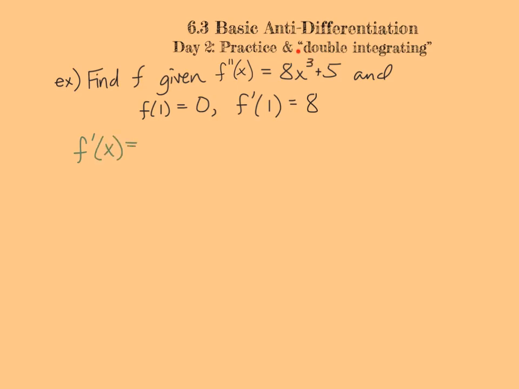So taking the antiderivative of this is backwards power rule, right? It's going to be x to the fourth, and then we divide by 4. So 8 over 4 is going to give us a 2, x to the fourth. Again, just do a quick check. The derivative of this, 8x cubed. Good.